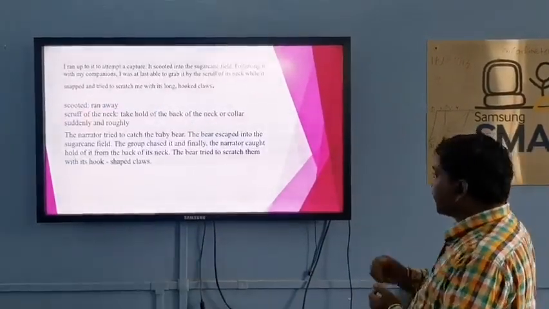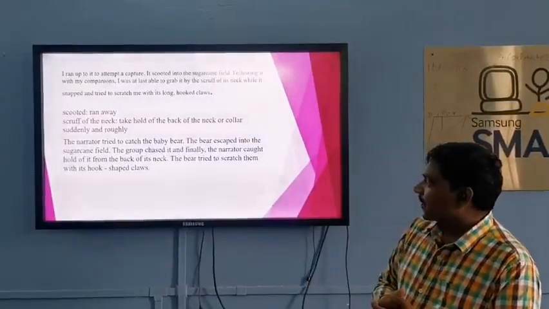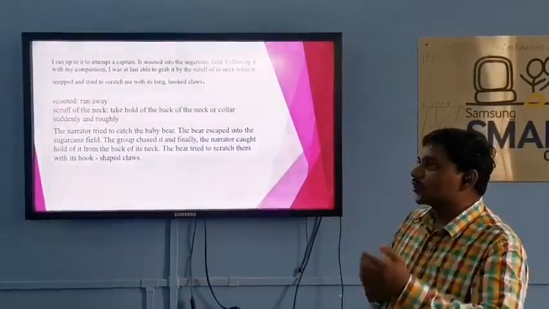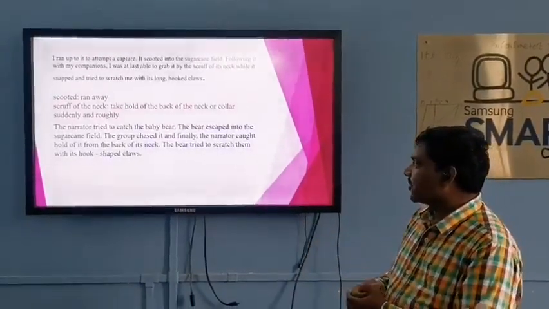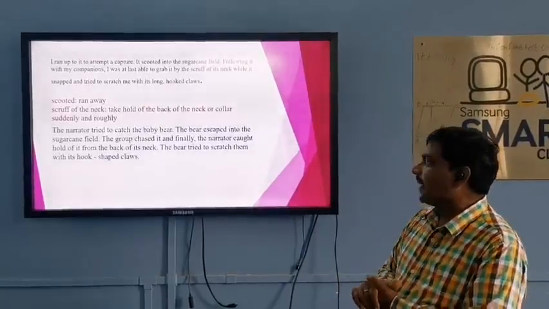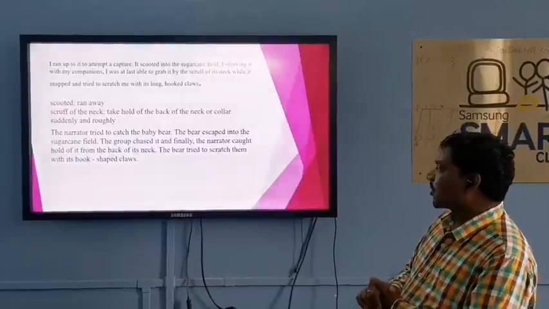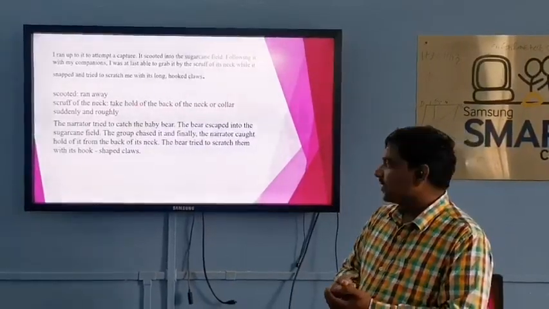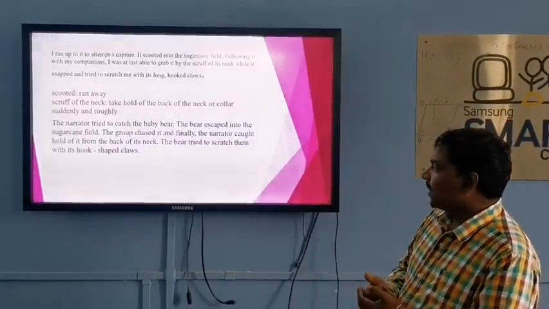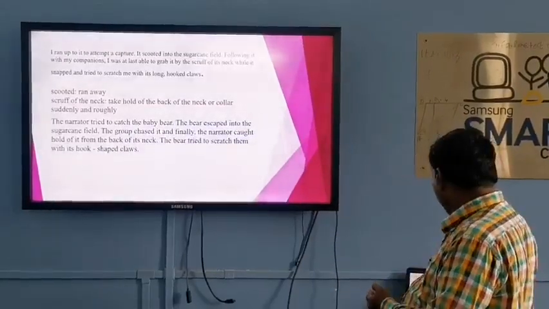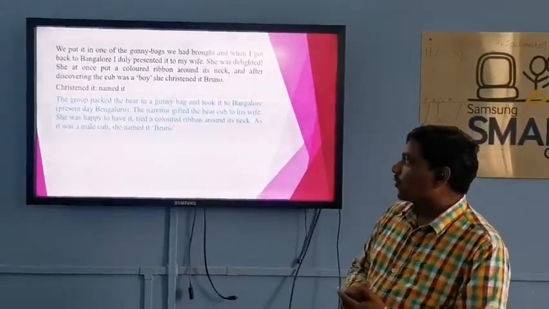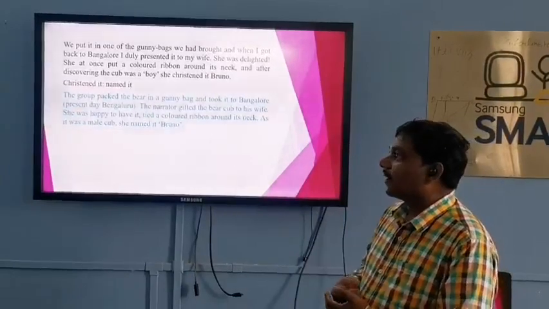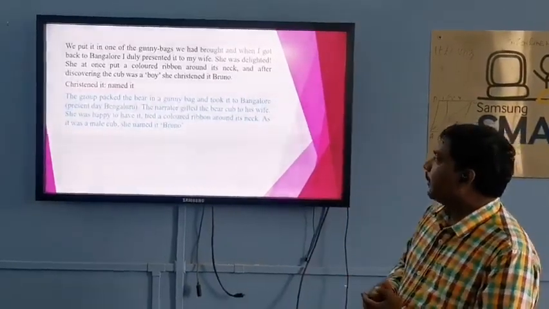The baby bear cried bitterly. The narrator tried to catch the baby bear but it escaped into the sugarcane field. The group chased it, and finally the narrator caught hold of it from the back of its neck. The bear tried to scratch them with its hook-shaped claws. Anyway, the group caught it, and they packed the bear in a gunny bag and took it to Bangalore.